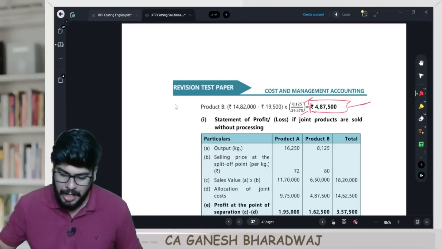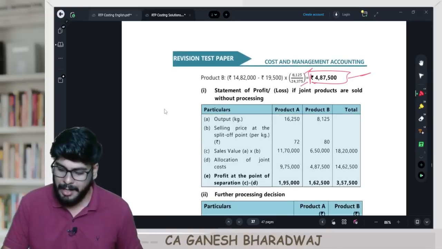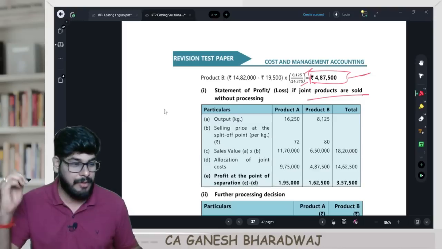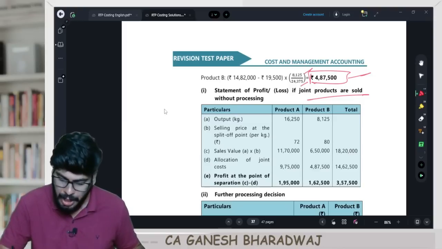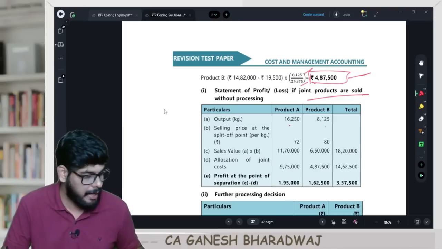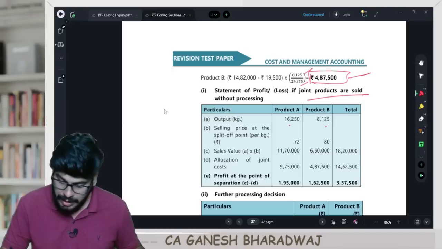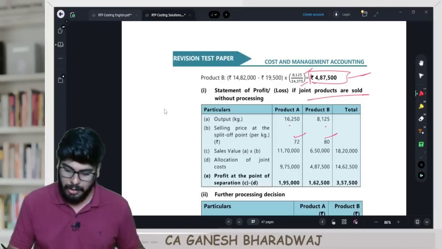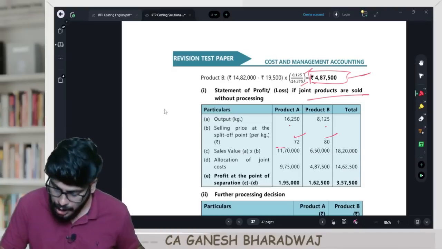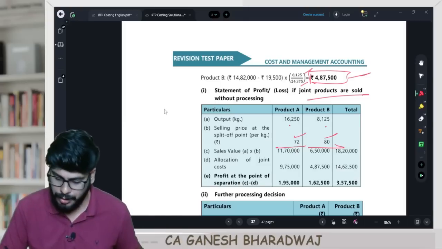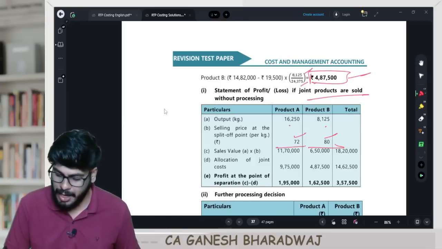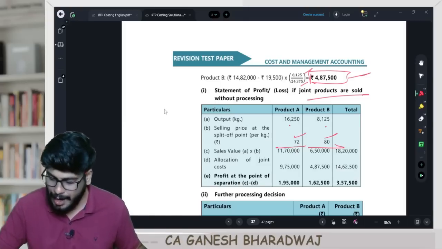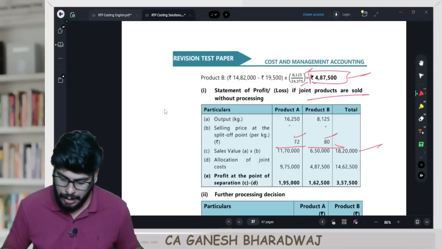Fairly a simple sum. So now what you need to do is the statement of P&L if the joint products are sold without further processing, meaning at the split off point. So output 16,250 and 8,125. Sale value at the split off point is given, 72 and 80 respectively. You multiply the two figures. Sales value is 11,70,000 for A, 6,50,000 for B. You add up the two, you get a total of 18,20,000, right?